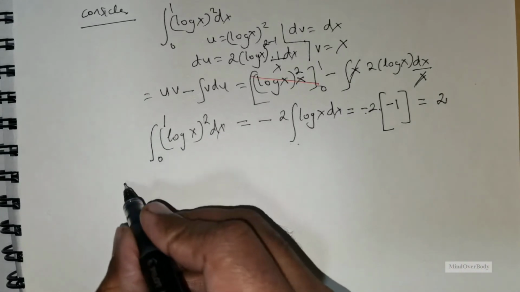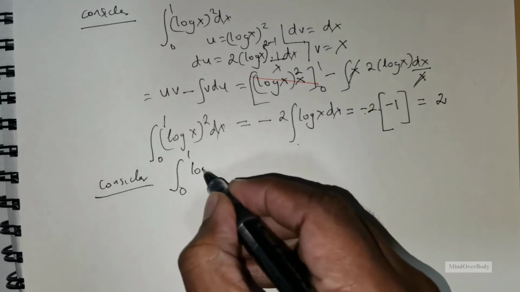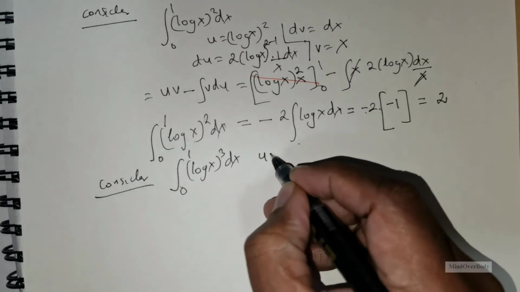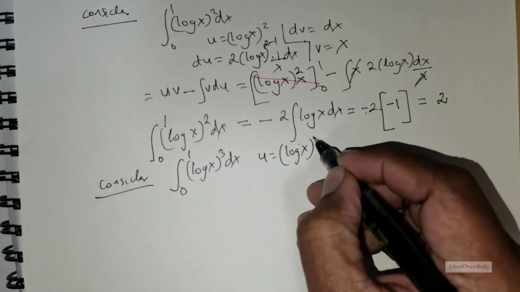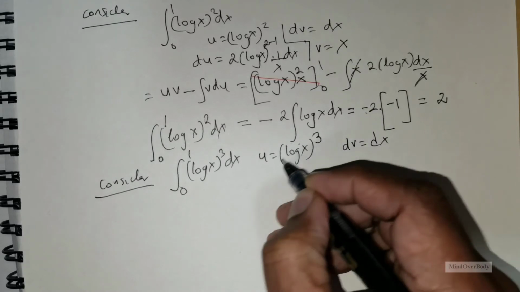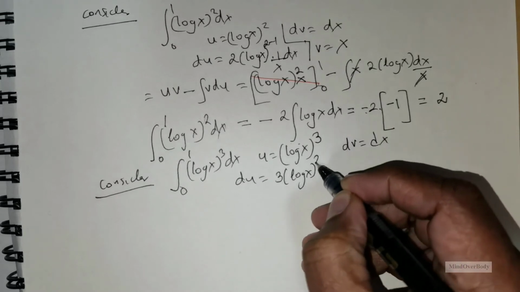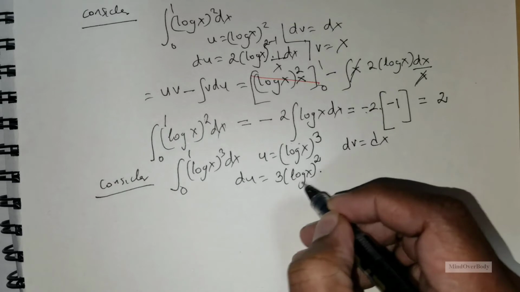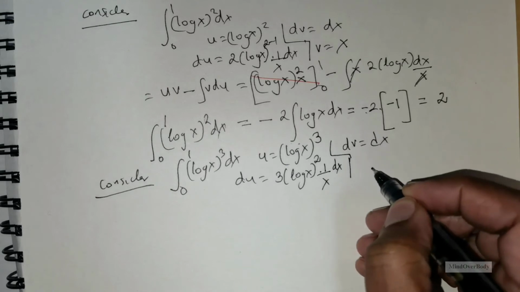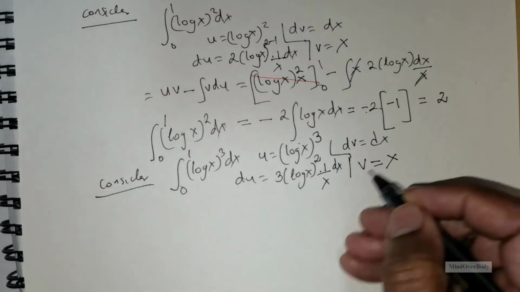So just for the sake of consistency, let us now consider the integral 0 to 1 of (log x) raised to the power 3 times dx. What happens? Now my u is going to be (log x) raised to the power of 3 and my dv is going to be dx. So you differentiate this, you get du equal to 3 times (log x) raised to the power 2 times the differentiation of log x, which is 1 over x times dx. In the case of integrating dv, v is equal to the integral of dx, which gives me x.